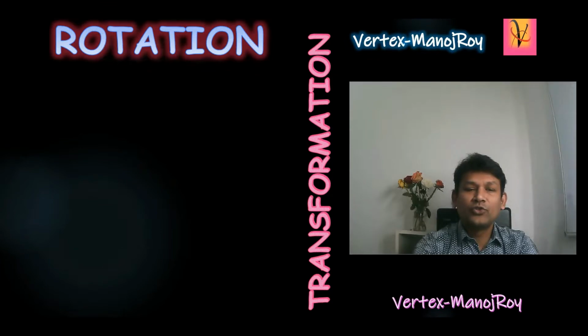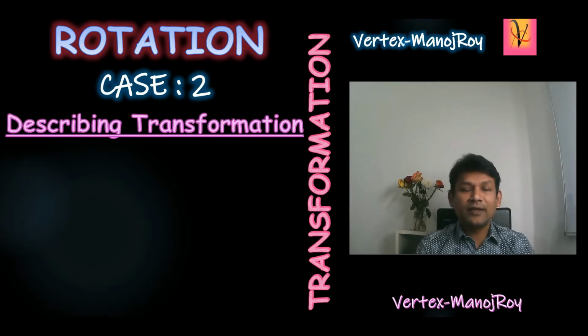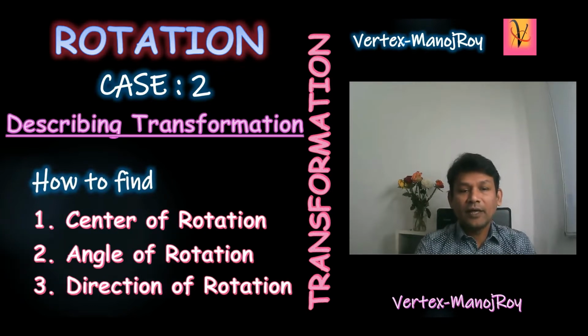As we are doing case 2 today about rotation. In rotation case 2 we are going to discuss how we can describe this transformation and how we can judge whether we have rotation, translation or reflection, because all three are isometric transformations. How to find center, angle and direction, we are going to do in this video, because to describe a transformation in rotation we need these 3 things: center, angle and the direction.